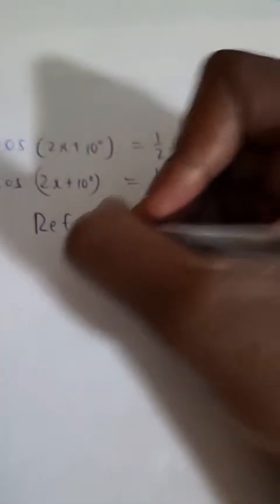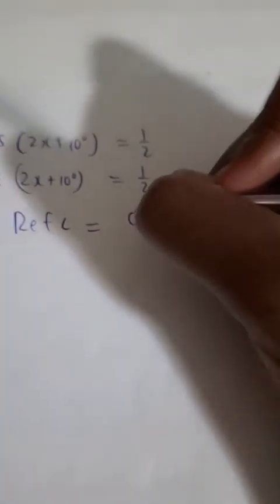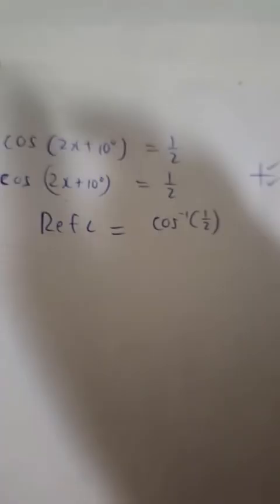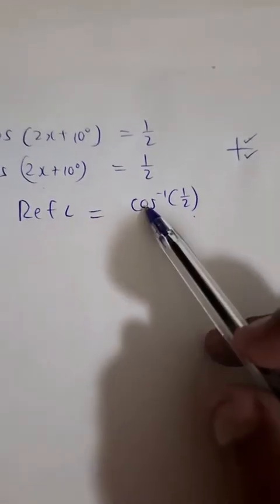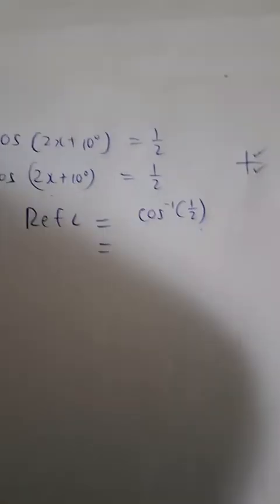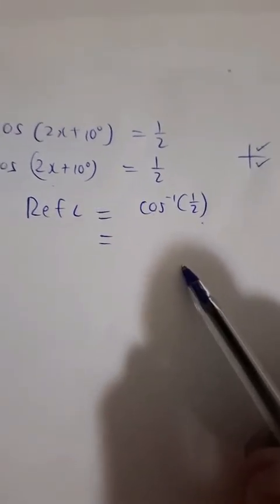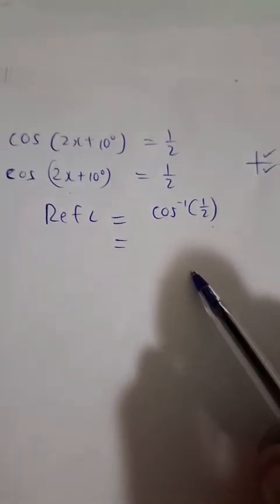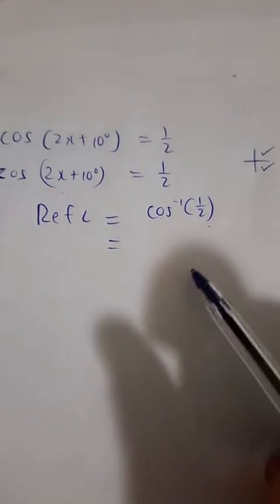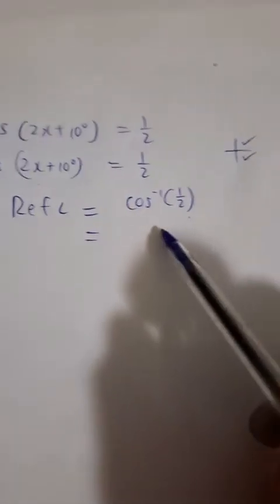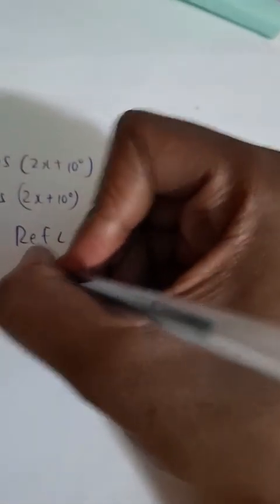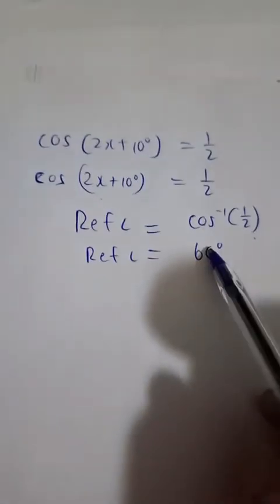What we do is we find the reference angle of cos inverse half, arc cos of half. Okay, so the reference angle is equal to what? What is it, guys? Thank you so much for answering that question. Thank you, 60 degrees. So our reference angle is 60 degrees.